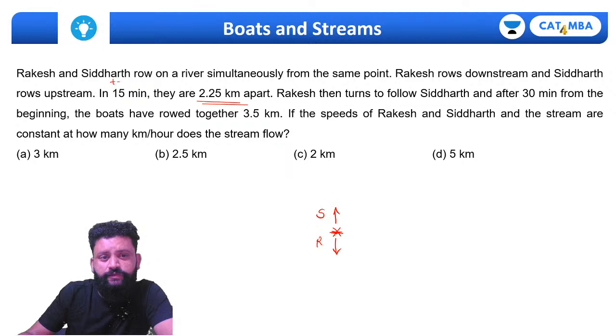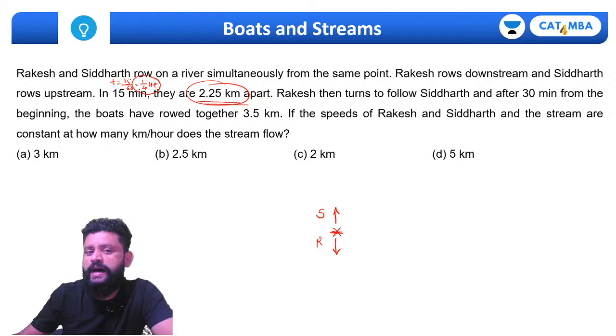So this is the time. 15 minutes is 15 divided by 60. You can say 1 by 4 hours. Okay, because this is in kilometers, we'll take the time in hours. So let's say Rakesh's speed is x and Siddharth's speed is y, actual speed in still water. So definitely we don't know the speed of the stream flow, which we want. Let's say stream flow is s.